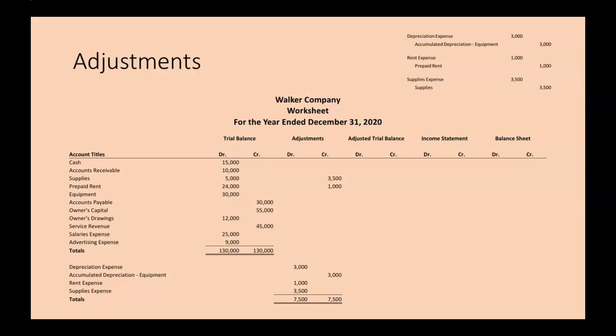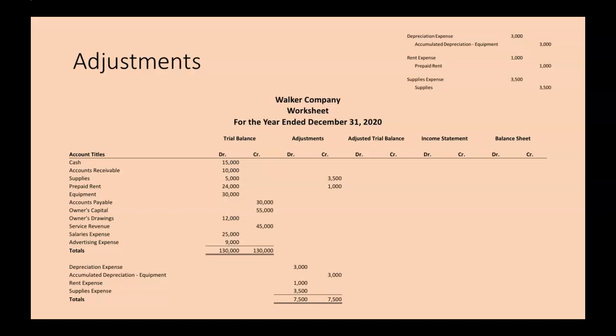Next one, rent expense, $1,000, and prepaid rent credited $1,000. Well, we didn't have rent expense either in our original list of accounts, so we had to write that one in and show that as a debit of $1,000. And then we go up to our prepaid rent, which we did have in our original list of accounts, and we show that that account's being credited $1,000.